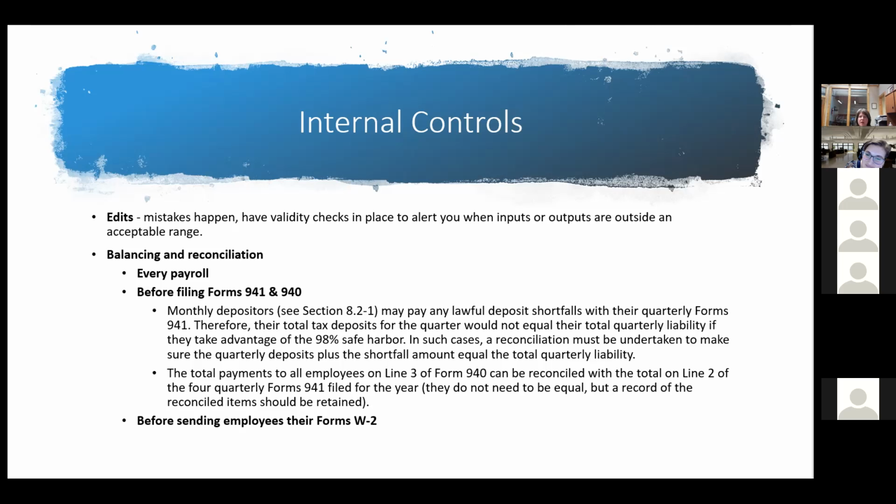And so, every month, reconcile your cash account. Every quarter, reconcile that liability account. Look at your 941. Look at those outstanding checks. Do you need to void stuff? You need to correct it before you do that 941.